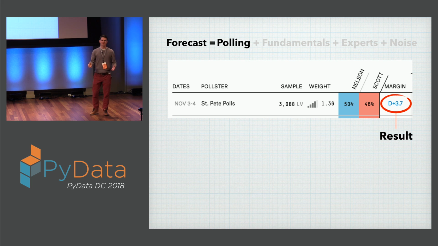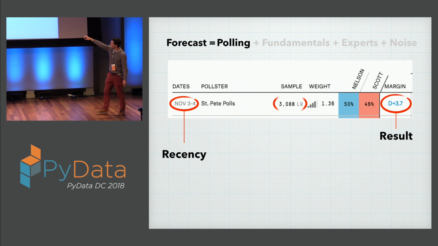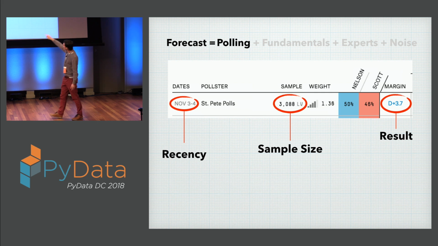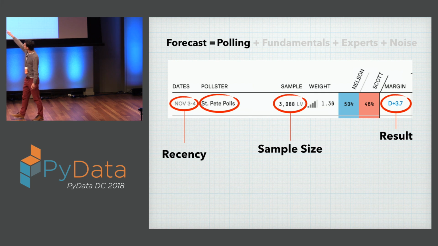But there's a number of reasons why you wouldn't pay just attention to the result, right? Because we also care about when was that poll taken, or perhaps who was doing it. So there's other metadata that's useful from this thing: the recency, the size of the sample, the pollster, the polling institution themselves.